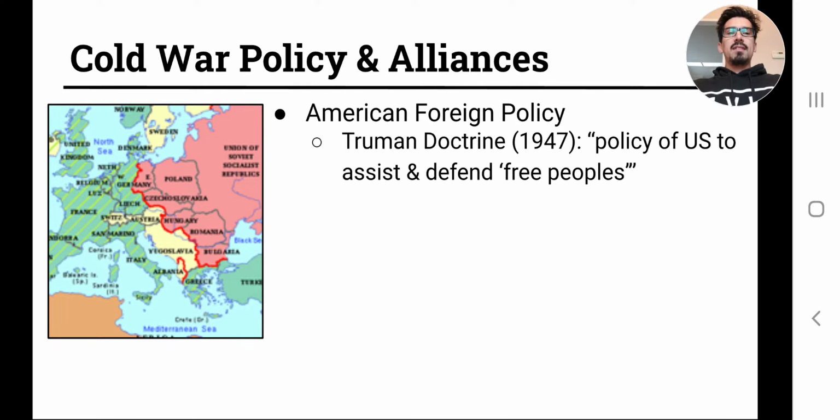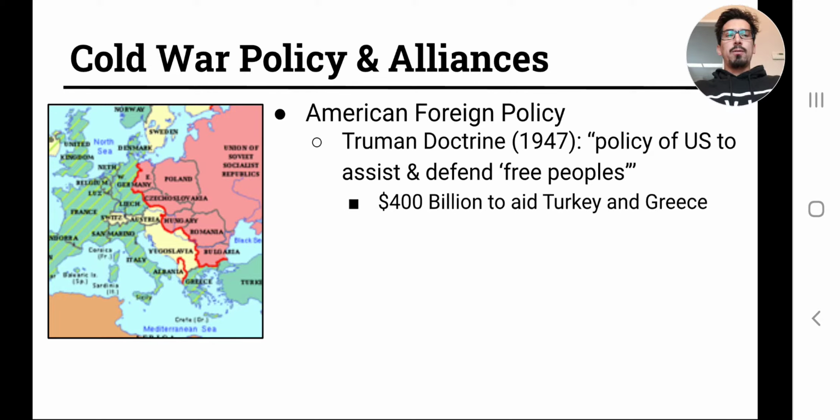The policy and alliances that took place will focus specifically on American foreign policy, because this is going to be another reason for the U.S. approaching the Cold War as they do. So starting in 1947, Truman gives a speech that eventually becomes referred to as the Truman Doctrine in 1947, and this stems from a situation where they were trying to provide financial aid to Turkey and Greece.